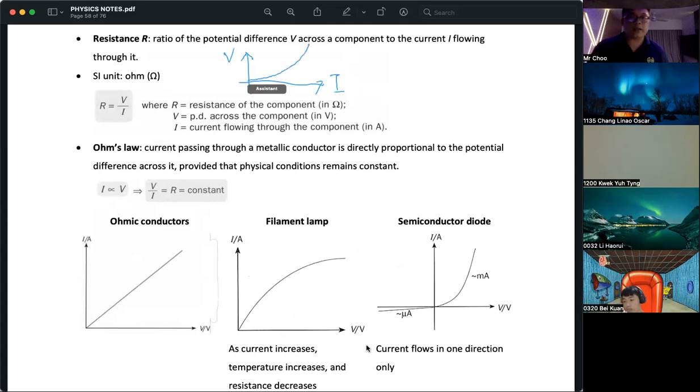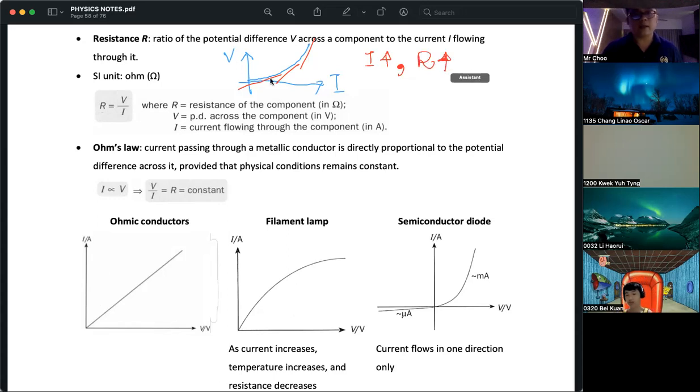If it's V over I, remember V over I is the resistance. The gradient tells you the resistance. Can you see over here? If I were to draw the gradient, it is increasing. Can you see that? The gradient increases. So what does this mean? As the current increases, the resistance increases as well.